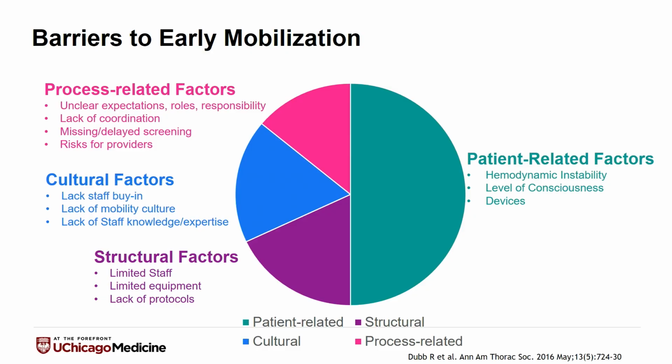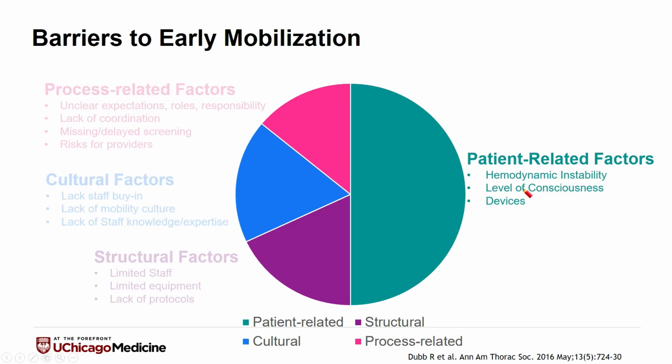And there can be structural factors where you need to have adequate staff and equipment and protocols to help guide this kind of care. But when you survey all the different reasons for barriers, interestingly, the majority of reasons are related to the patient. And 3/4 of the time, if it's a patient-related factor, the number one complaint is that the patient is too unstable to receive out-of-bed activity. So let's ask that question, is that true?